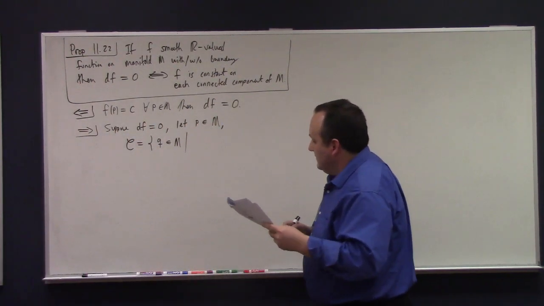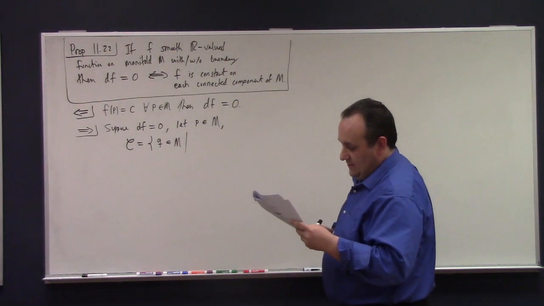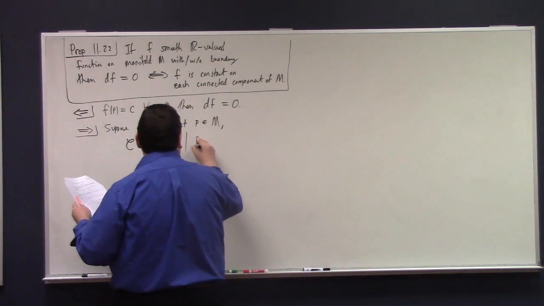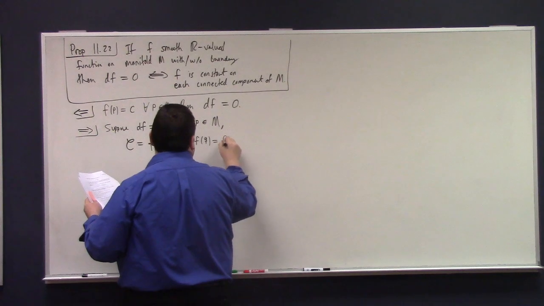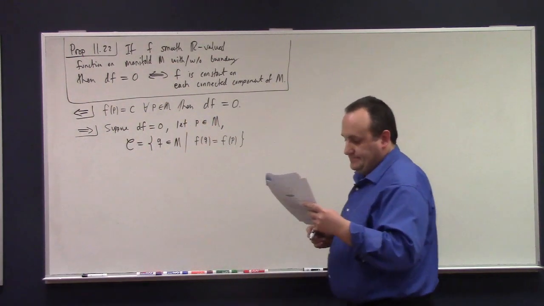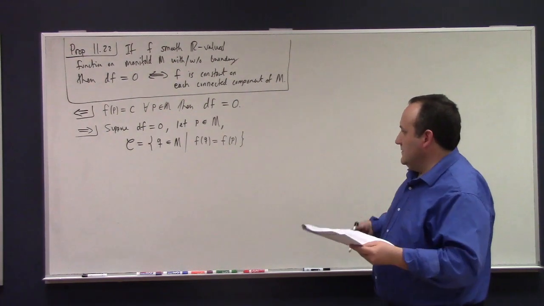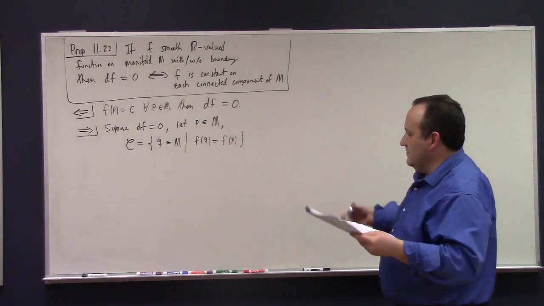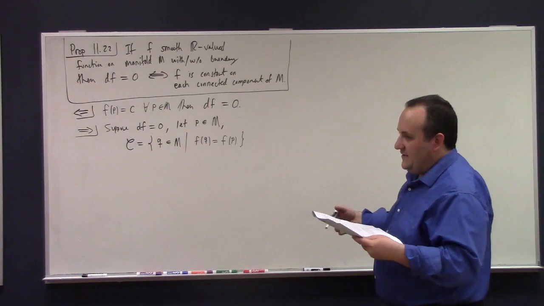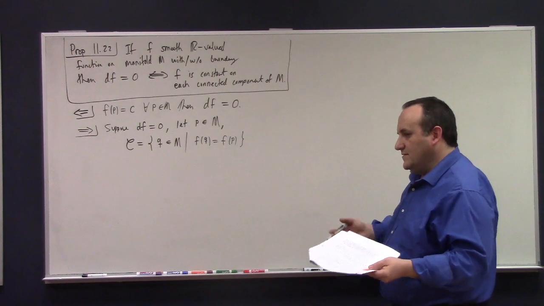So let's see here. So df equals 0. He says, let this set be the set of Q in M such that f of Q equals f of P. So it's the coincidence set of P. It's the set of all points in the manifold where f of P is equal to f of Q. If we can show that this set is the whole manifold, we are done.